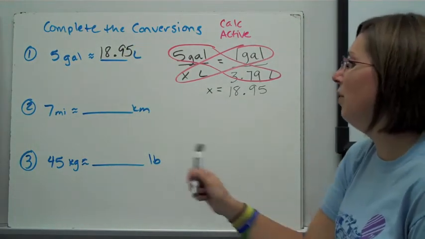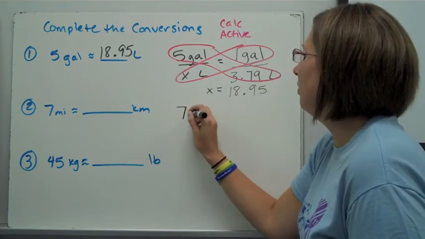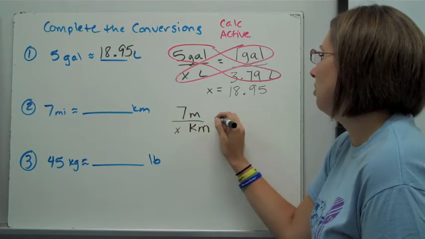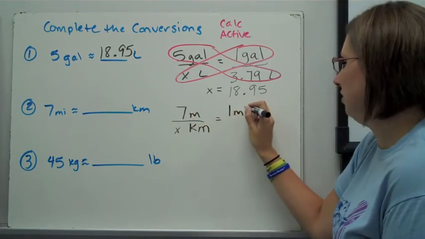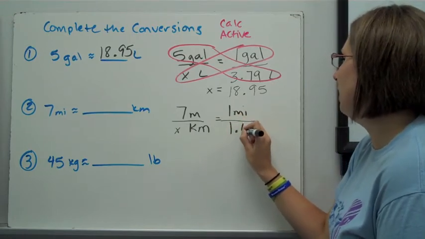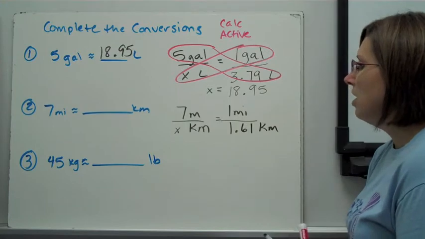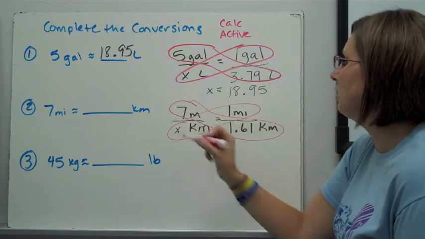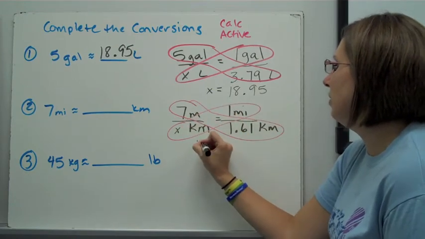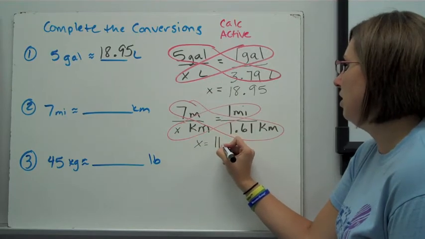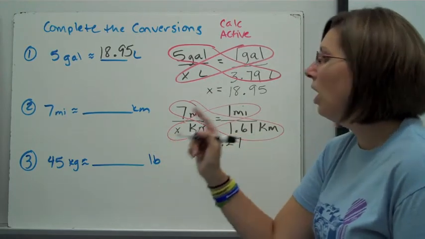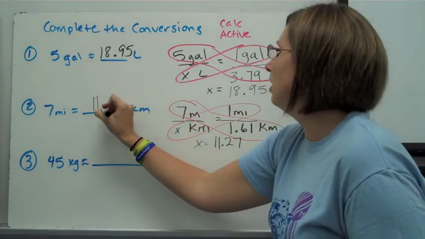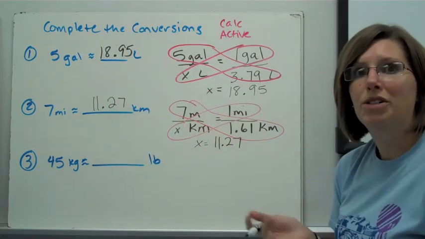Okay, let's try the second one. 7 miles, and we want to convert that to kilometers. So I don't know how many kilometers that's going to be. But if I look at my chart, I know that 1 mile is equal to about 1.61 kilometers. So once I've got my proportion set up, I'm going to cross multiply. And 1x is equal to 11.27. So that means 7 miles. If I'm in my car driving 7 miles, I've really driven 11 and 27/100 kilometers.